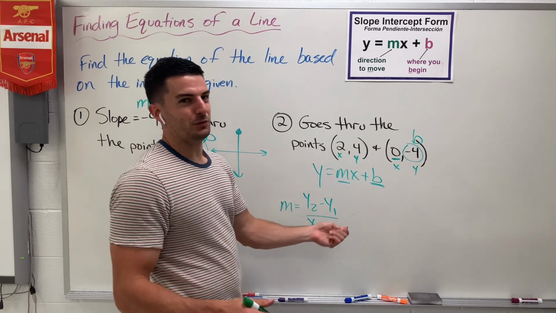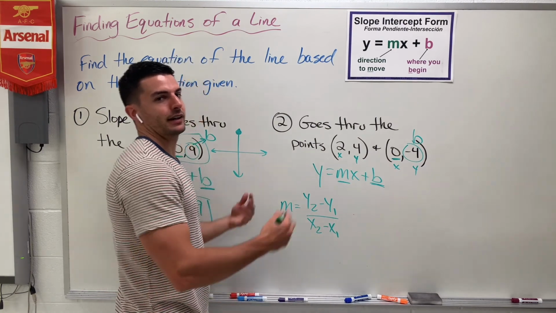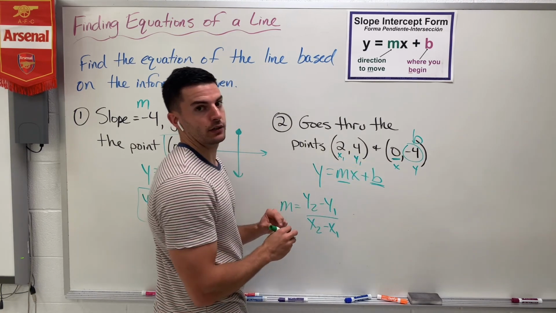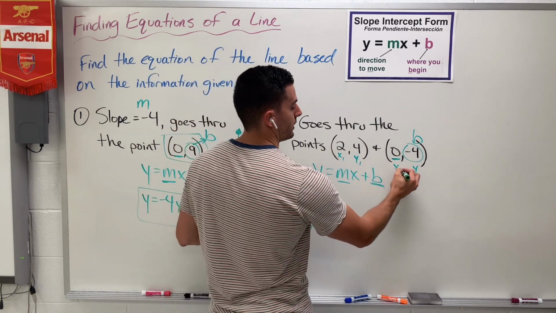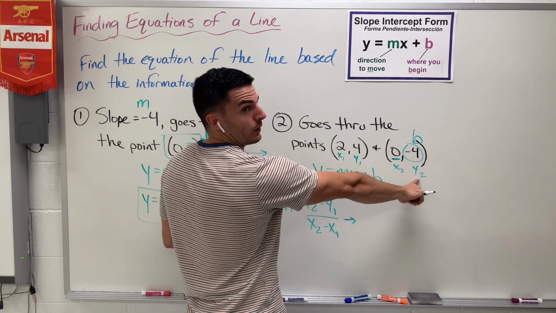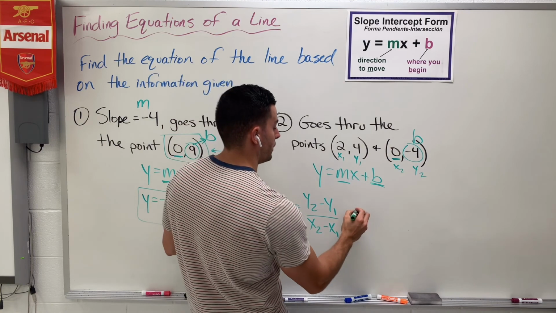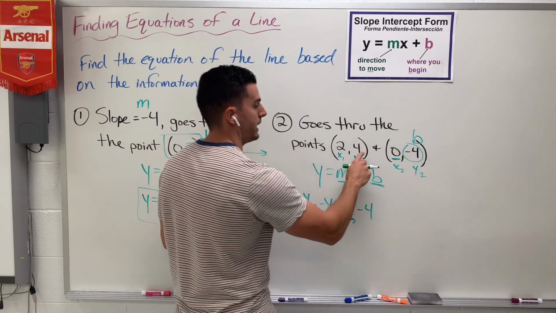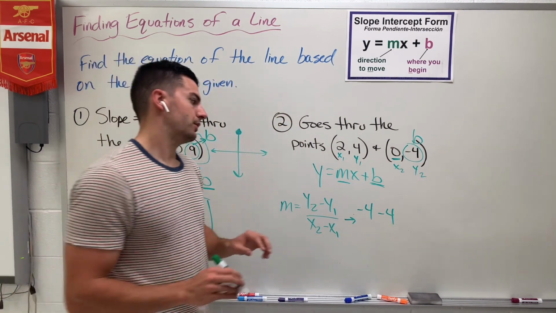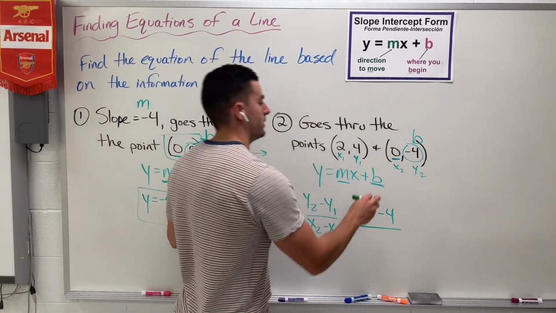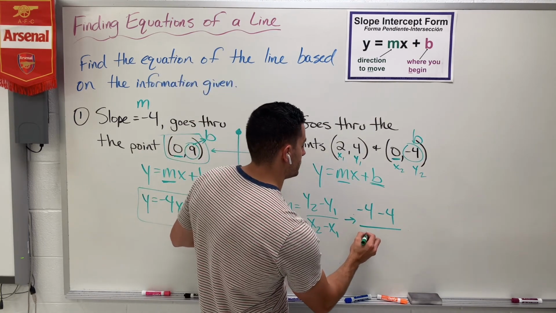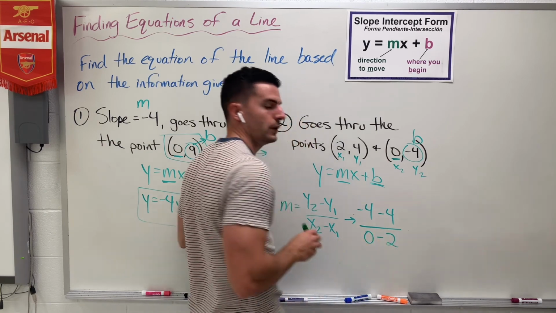And again, you might not remember, what are my little 2's and 1's here? Again, the 1's are telling you the values from the first point, and the 2's are the values from the second point. So if I do that here, my y value is the second y value minus the first y value. So negative 4 minus the first y value, so minus 4. Negative 4 minus 4. Okay, so that's on top. On bottom, the second x value minus the first x value. So 0 minus 2. That's on bottom.